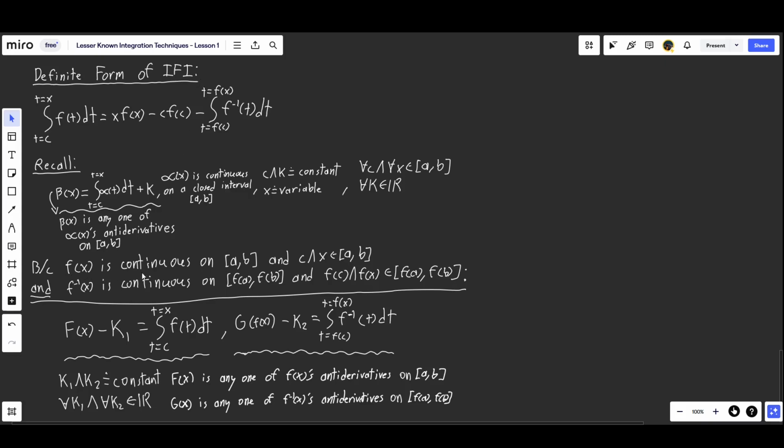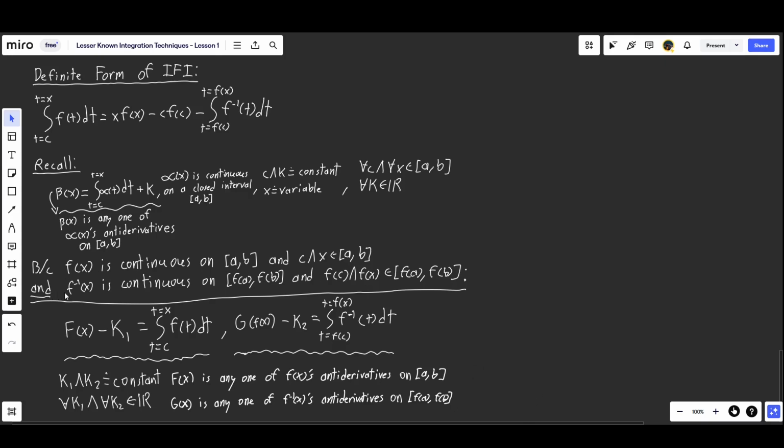Because f of x is continuous on the closed interval a to b, and c and x are within that interval, we can rewrite the definite integral of f of t from t equals c to t equals x as any one of the antiderivatives of f of x on a to b, which we call capital F of x, minus a real constant, which I'll call k1.